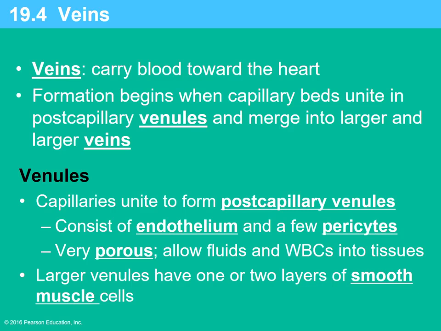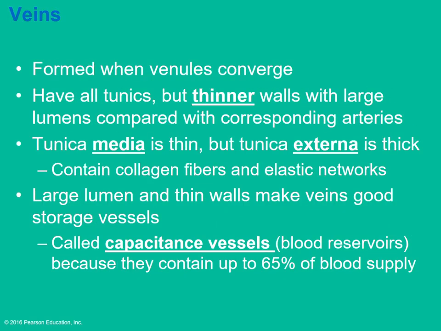So the venules, as we said, are connected to the capillary bed. They tend to be very porous. That allows fluid and white blood cells into tissues. And then the veins are going to be larger diameter. Their walls are thinner as compared to arteries. You don't have as high of a blood pressure. The tunica externa is thicker, but the tunica media is thinner as compared to arteries. The lumen is fairly large, and so like I say, the blood pressure is lower.